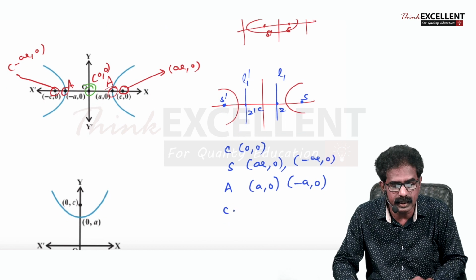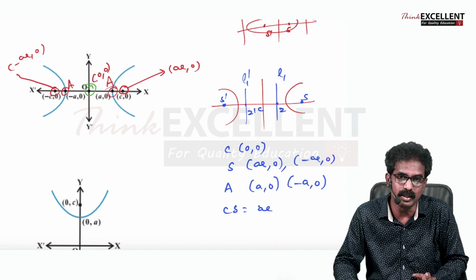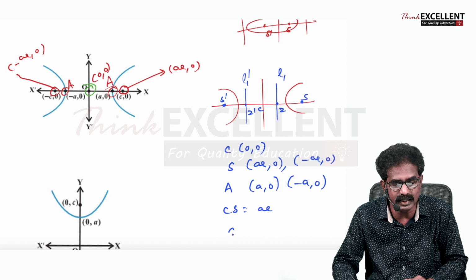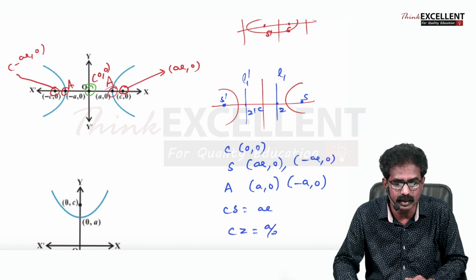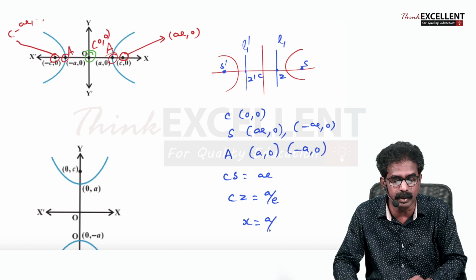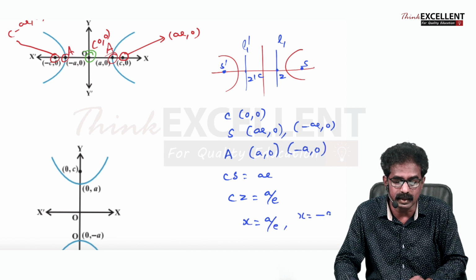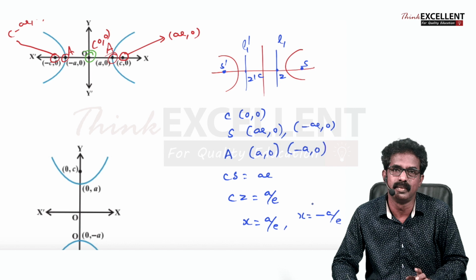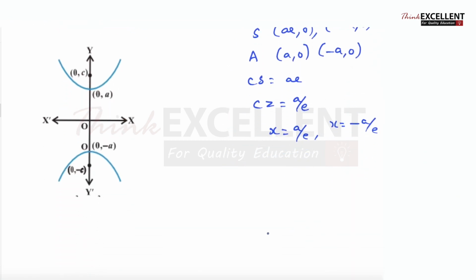Then CS equal to AE, we are going to see the proof in the derivation. C is equal to A by E. Exactly the same results. Equation of directrix, x equal to plus A by E and x equal to minus A by E. Everything same. But to find eccentricity, there is a different formula.